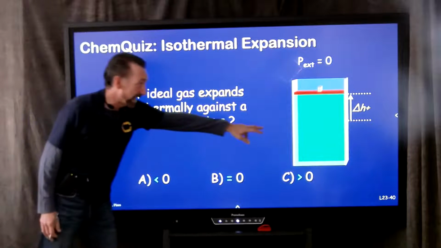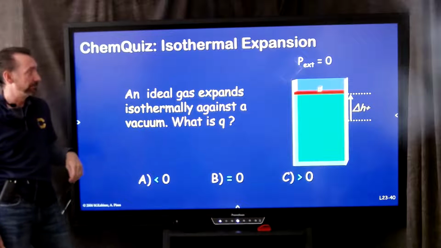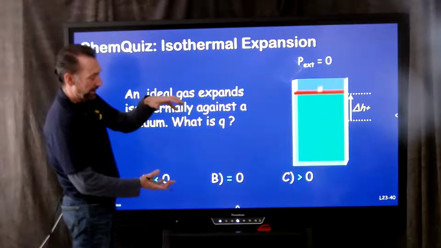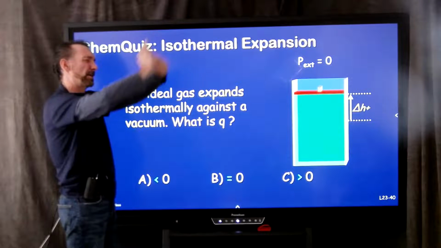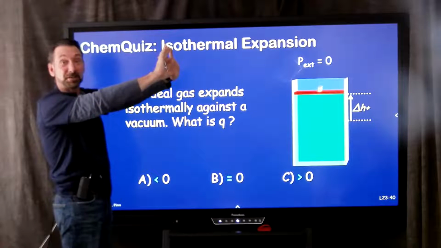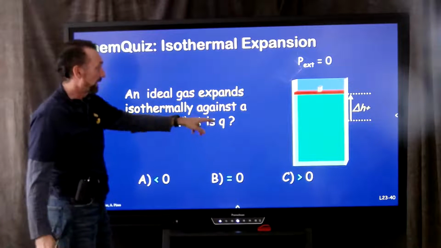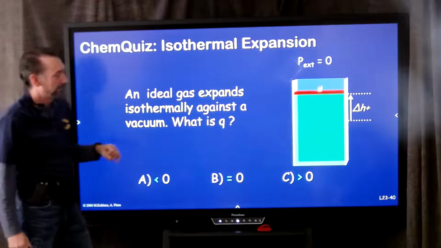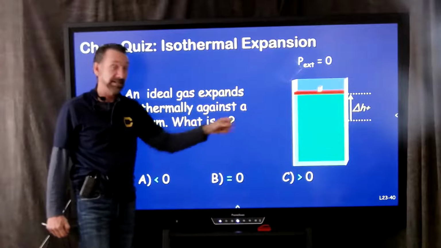So we had an expansion against a vacuum. So an expansion against a vacuum, I'm expanding, and if I expand against a pressure, I would have to do work. If I expand against no pressure, I'm the system and I push, but nothing is pushing back, I don't have to do any work. I didn't ask you about the work, I asked you about the heat, but something else crucial happened, and it's an ideal gas.